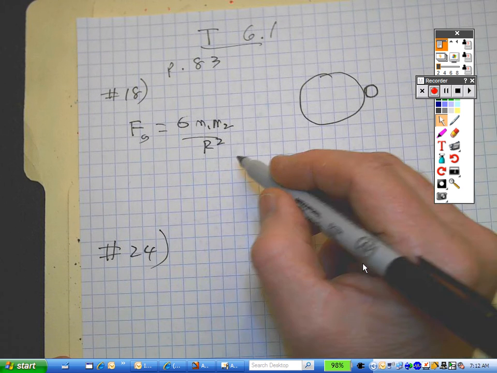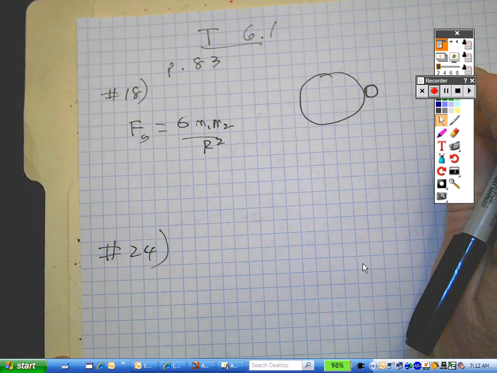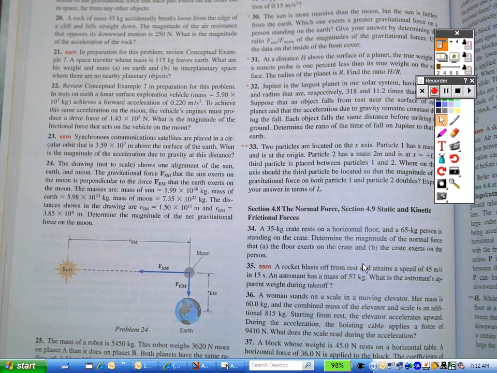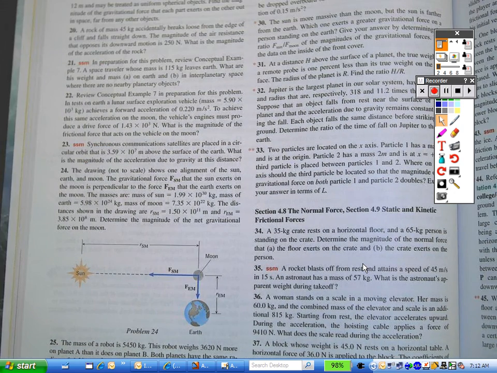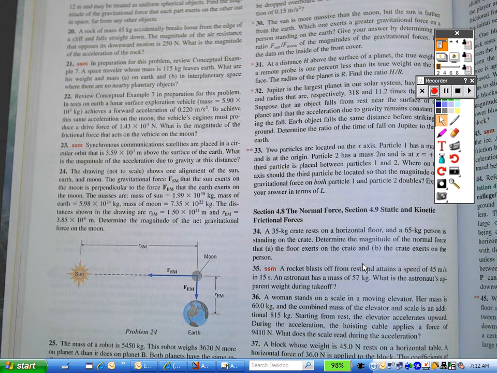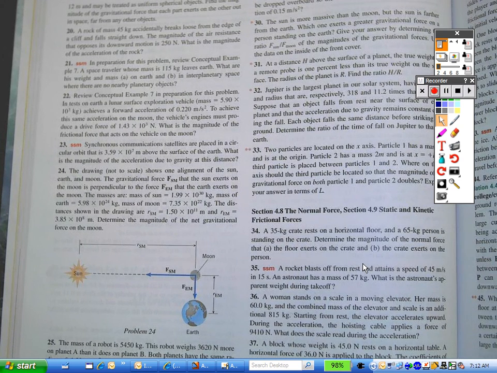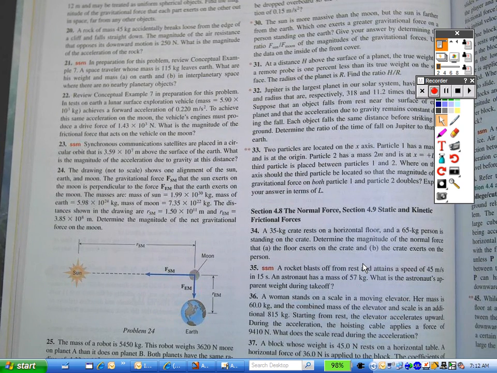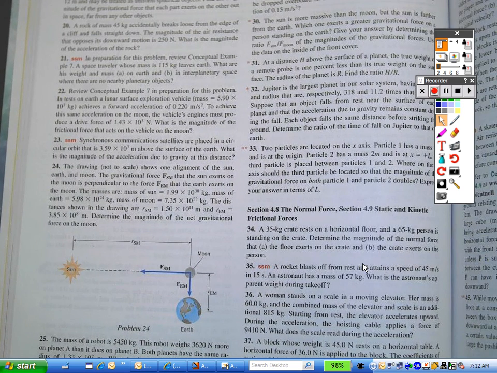Let's look at number 24. Number 24 is showing, in fact, you've got a diagram for number 24, and let's see if I can show that to you. So you've got a couple of objects. Certainly there's the Earth, the Moon, and then the sun. So the force we're looking at is the gravitational force on the moon. Two things are pulling on it, the Earth and the sun.